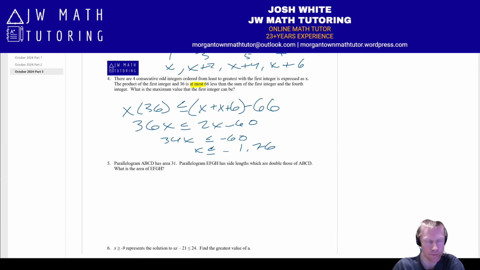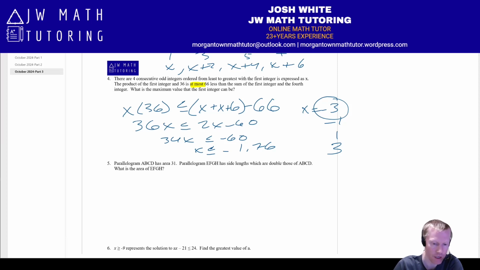So that means the first integer must be less than negative 1.76. And it has to be an odd integer. So it's not negative 2. The first number you come to that's an odd integer, which is less than this, is going to be negative 3. So it would be negative 3, negative 1, 1, and 3. In other words, this is the maximum value that x could be.